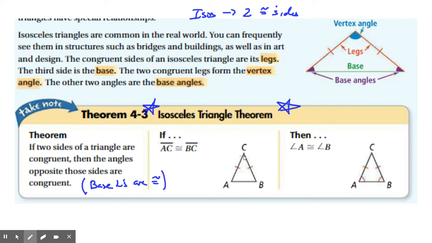So in this picture here, sides AC and BC are the congruent sides. That means AB is the base. So that means angle A and angle B, the two angles on the base, are the congruent angles. So be aware of that. Instead of calling it the isosceles triangle theorem, some people call it the base angles theorem. Depending on your book, this might be called the base angles theorem. Okay, cool.